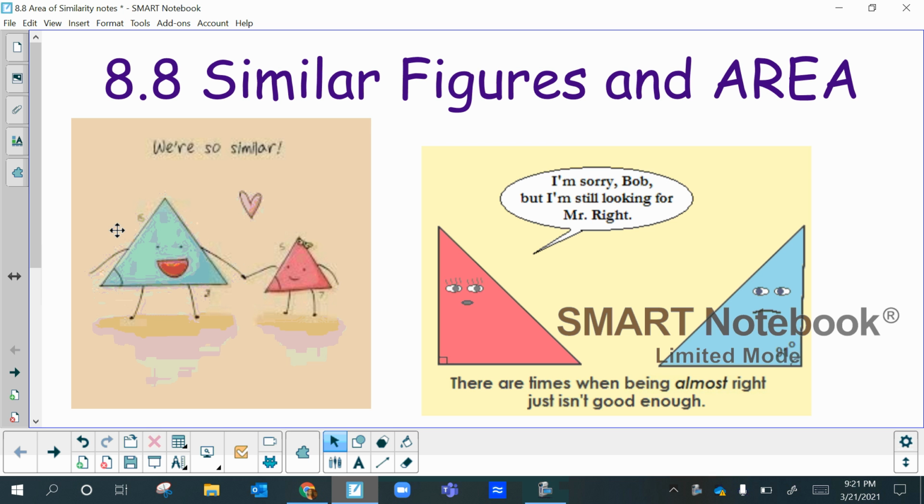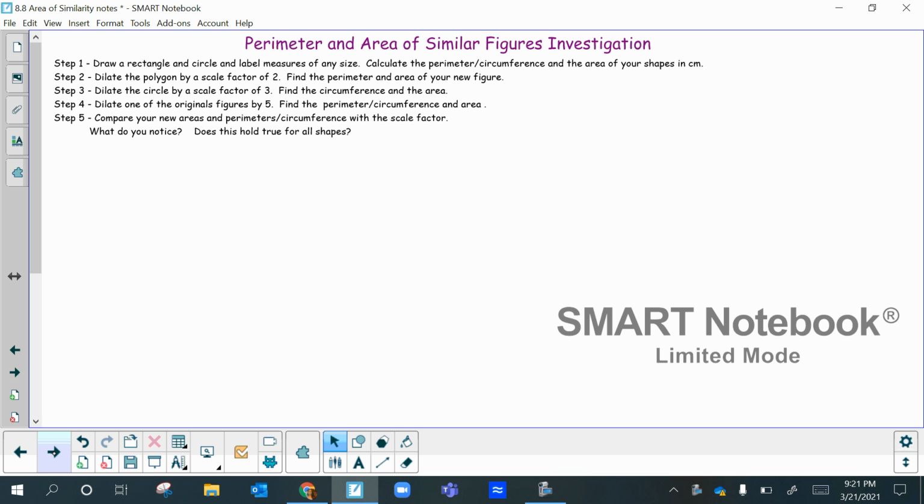All right, this is going to be our last section for chapter 8 about area, and this is going to be related to area and similar figures. So let's do an investigation and see how the area and the perimeter change when you dilate these figures. So in step 1, it says draw a rectangle and a circle, label the measures of any size.